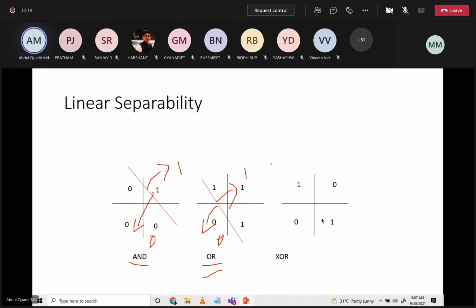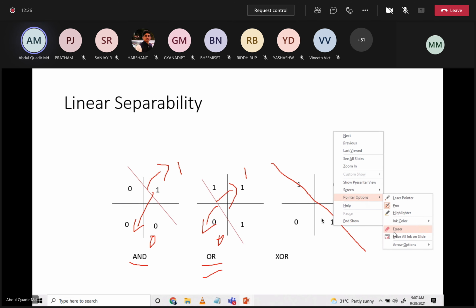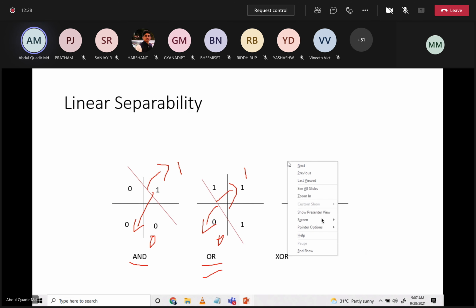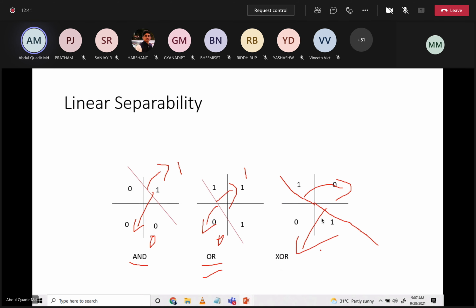But for non-linear XOR, if I draw something like this, let me just redraw this. Something like this. Then see, I'm not able to separate it at all. So XOR is the best example of non-linearly separable. You cannot do XOR linearly; it is non-linearly separable.